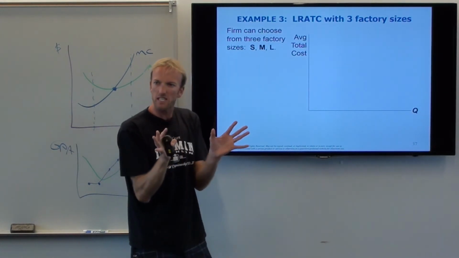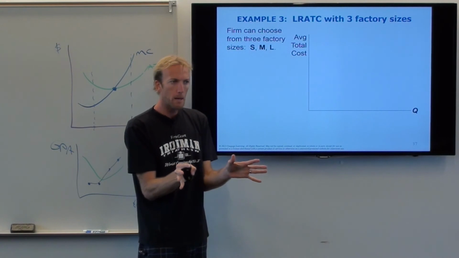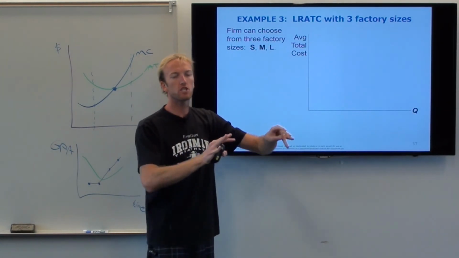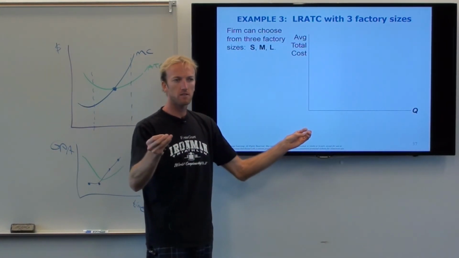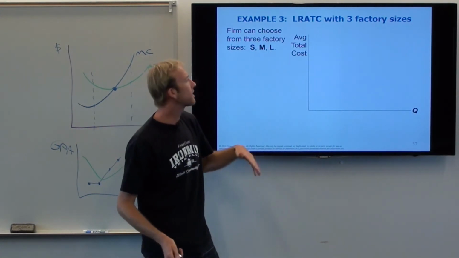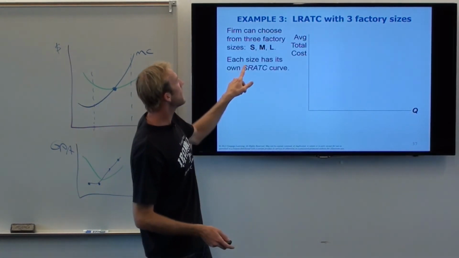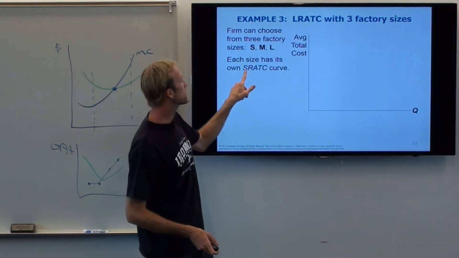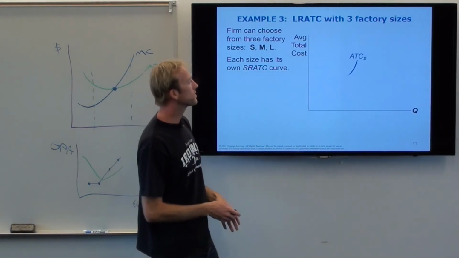Normally, the factory is a fixed cost, right? But in the long run, you can change. You can have a small, medium, big factory. Maybe this just means like 1 factory, 2 factories, 3 factories, something like that, right? And so each factory has its short-run average total cost curve, right?